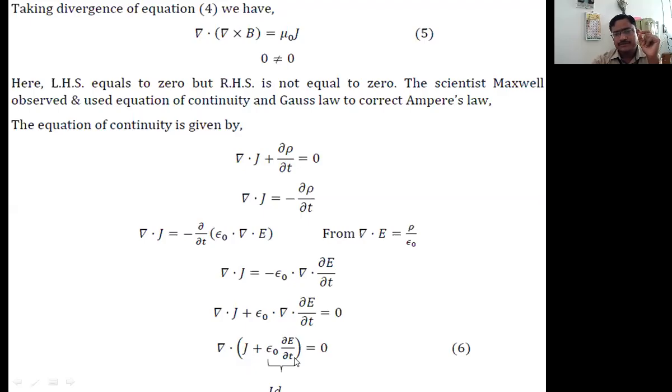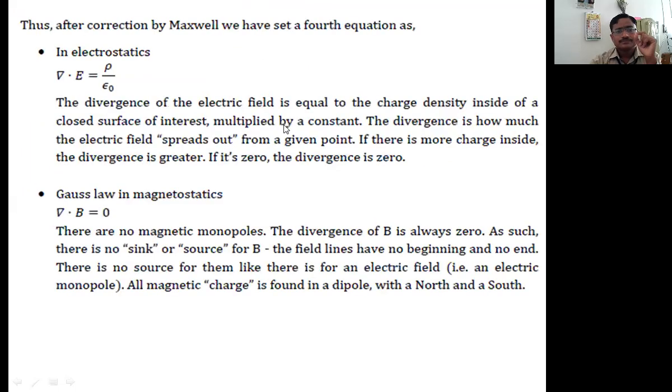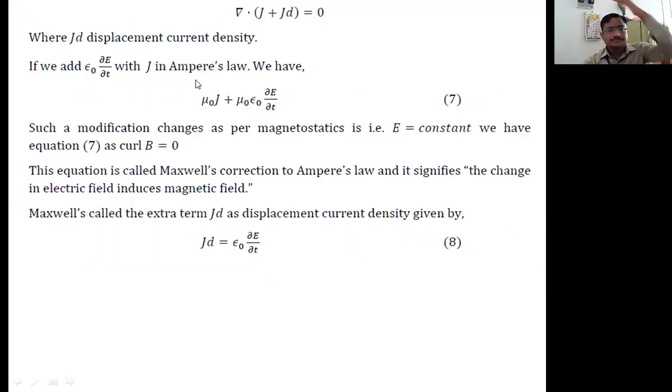He added it to this equation, and he has a modified equation as divergence J plus JD is equal to 0. Now, JD is the displacement current density. Now, what did Maxwell think? Maxwell thought, why not add the term epsilon 0 dou E by dou t with J in Ampere's law.